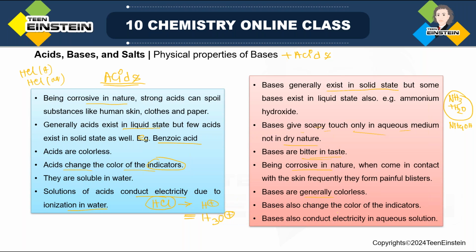Colorless, just like acids, they also change the color of indicators. Just like acids, here also the color change occurs because indicators have specific colors in basic substances and acidic substances. Then bases also conduct electricity, and it is for the same reason, that there is generation of cations and anions. Suppose you have an aqueous solution of KOH, there is formation of cation K+ and OH-. So that is why they will conduct electricity. So these are the physical properties of acids and bases.